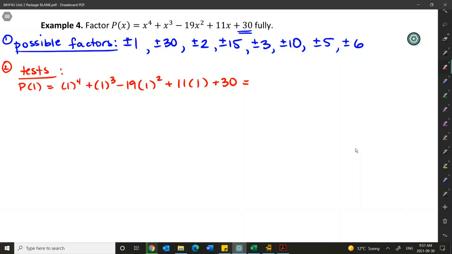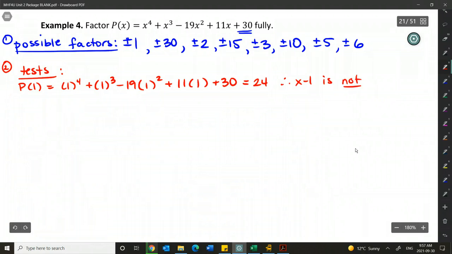1 plus 1 minus 19, so negative 17. This isn't going to give us 0. What do we get for this one? Okay, 24. Therefore, x minus 1 is not a factor. But perhaps negative 1 might work for us.